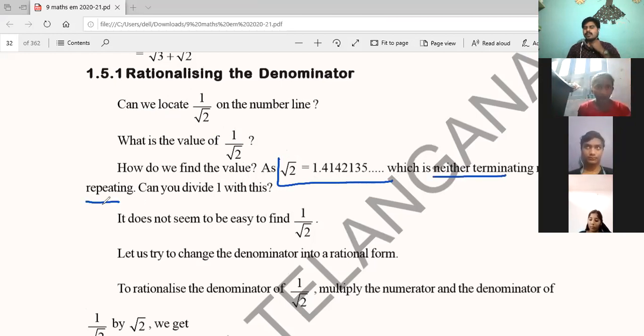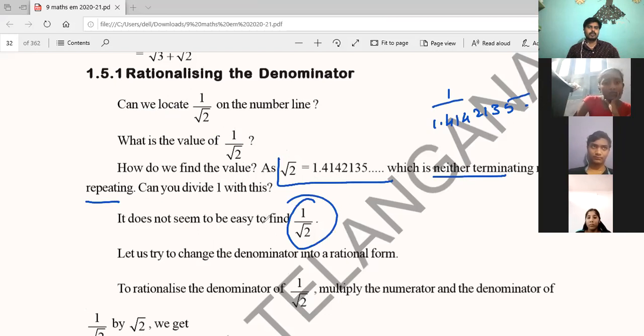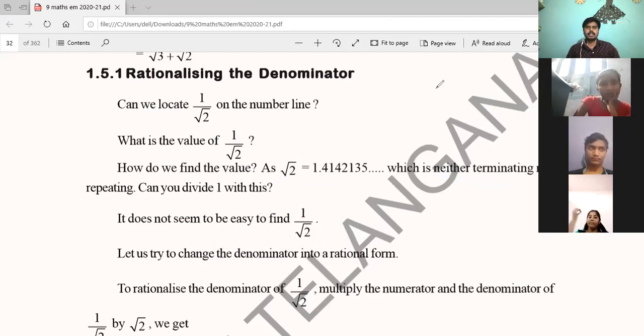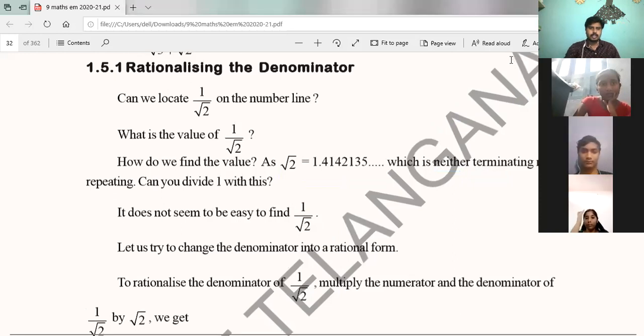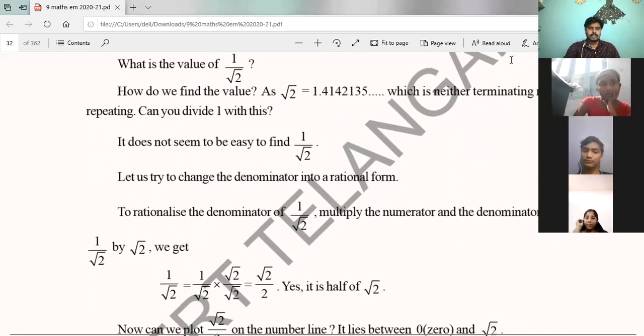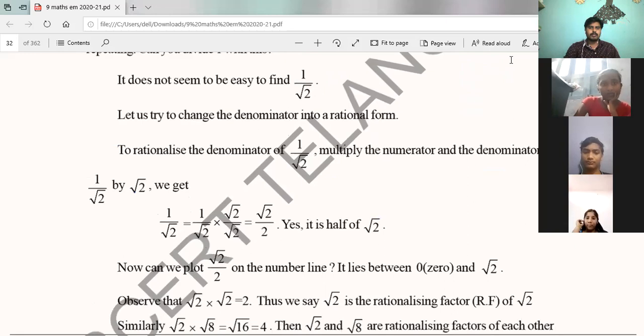Can you divide 1 by 1.4142135 and so on? No, right? So it does not seem to be easy to find 1 by root 2. Finding the value of 1 by root 2 is not an easy thing. Let us try to change the denominator into a rational form.